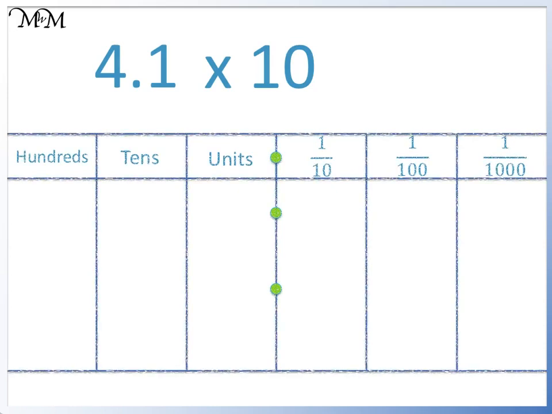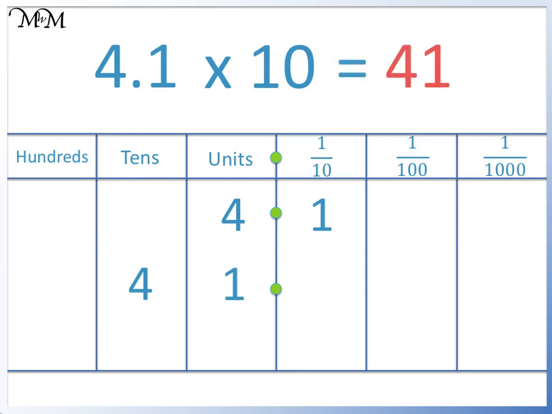4.1 times 10. We are multiplying by 10, so we move each digit one place to the left. We'll start with the 4. We move it one place to the left into the tens column. Next, we'll move the 1. We move it one place to the left into the units column. 4.1 times 10 equals 41.